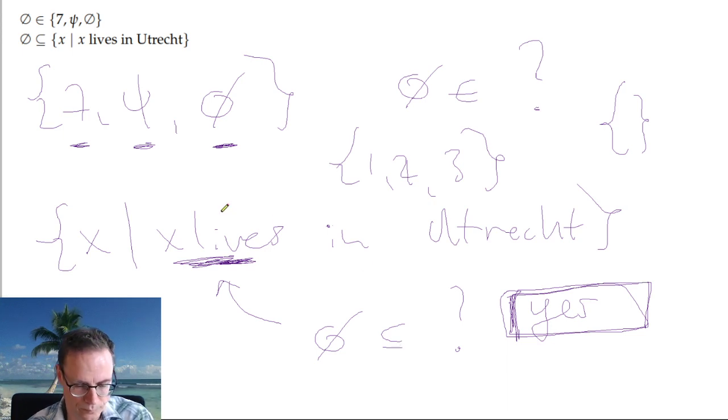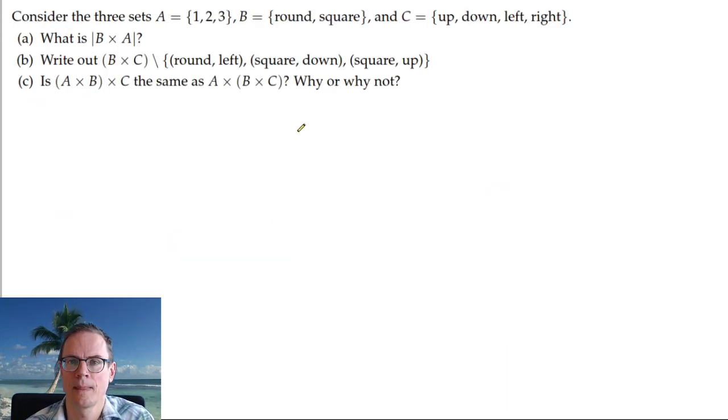Okay. Here we have some questions about Cartesian products and cardinalities. So we have A, 1, 2 and 3, and B, round and square. Well, the Cartesian product of B and A is round 1, round 2, round 3, square 1, square 2, square 3, and those are all ordered pairs in a set, and that is the Cartesian product. Now, if you want to know the cardinality of that, that's just 6. It's pretty straightforward.